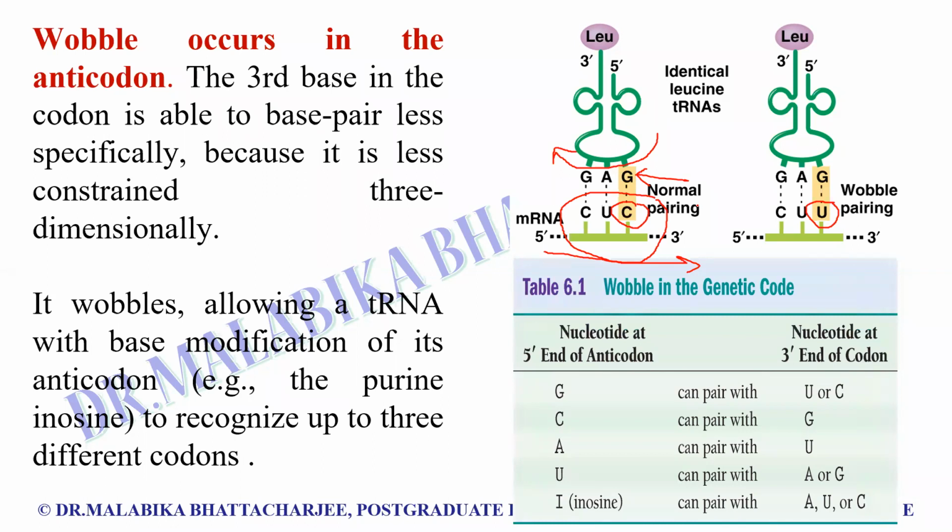Because leucine, as I showed you, has first and second base CU. The third base can be U, C, A, or G. So we have only one tRNA for leucine, and that tRNA needs to identify all the 4 codons. Now, as I said, the first 2 bases we are seeing constant. So pairing between the bases of the anticodon and the codon in the first 2 cases are strong.